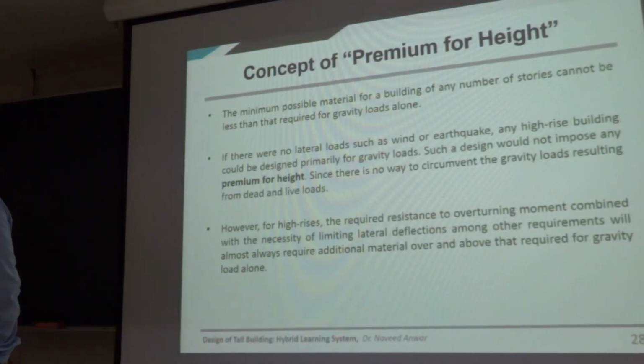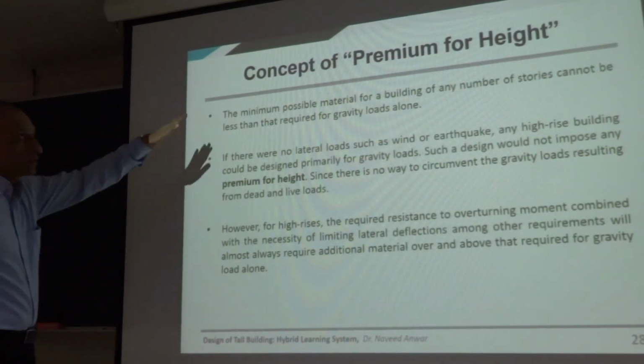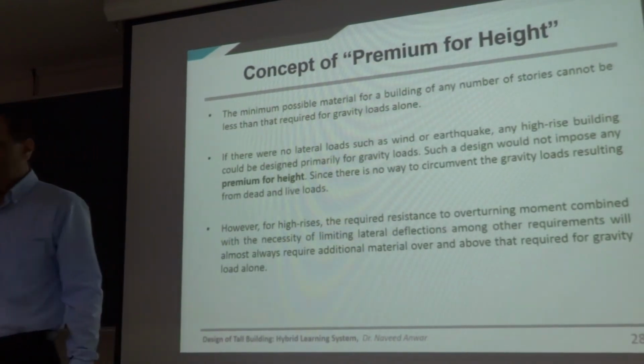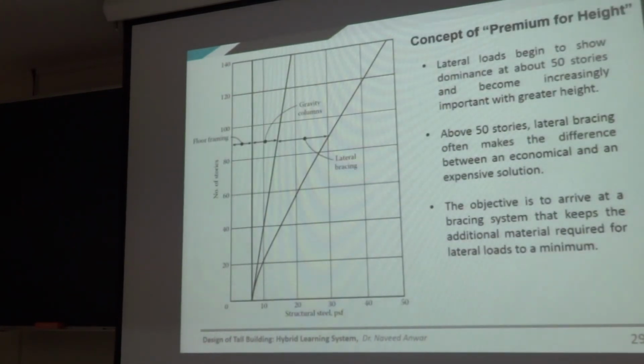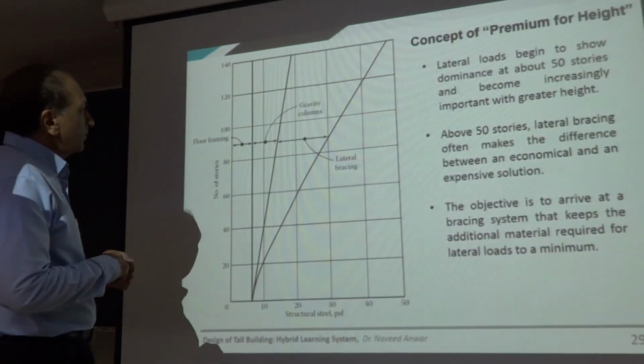Is it justifiable? So we should be able to separate, like I said in the beginning, the cost of only designing for gravity loads and designing for lateral load because of the height of the building. And this discussion is here. Concept of premium for height.